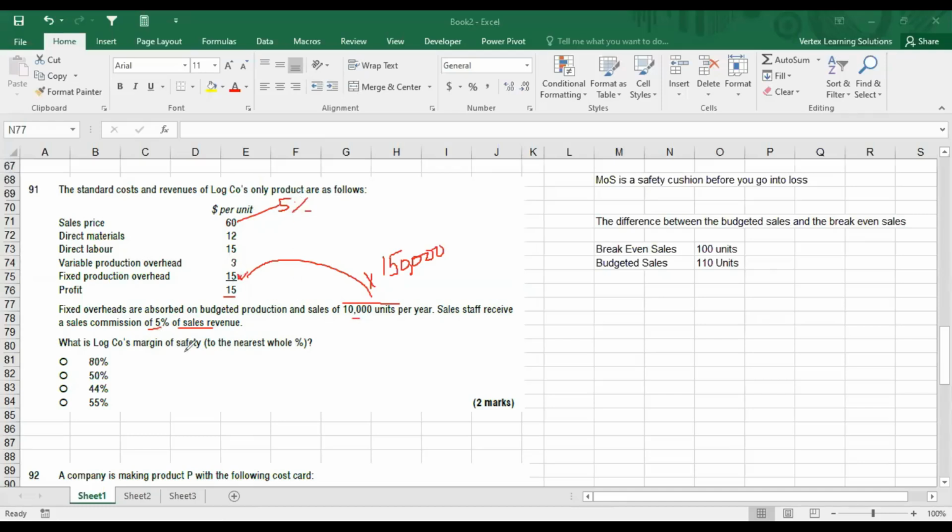What is Log's margin of safety to the nearest whole number? By the way, I'm going away from the question. I will just tell you something from real life. Just stop your mind for three minutes from the question. I'll tell you something else. 5% of sales revenue is very, very huge. In my personal opinion, I generally do not give this. 5% of sales revenue means what? If you have a sales revenue of 100, he will get $5.